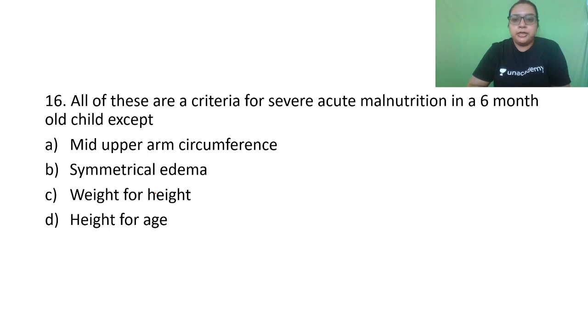All of these are criteria for severe acute malnutrition in a 6-month-old, except: mid-upper arm circumference, symmetrical edema, weight for height, and height for age. Now I'm asking Sam. This should be very easy, because this is something you study in final year and they keep on asking in the viva as well.